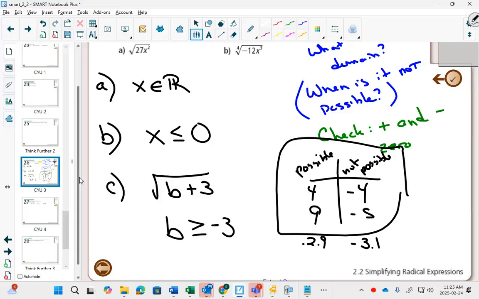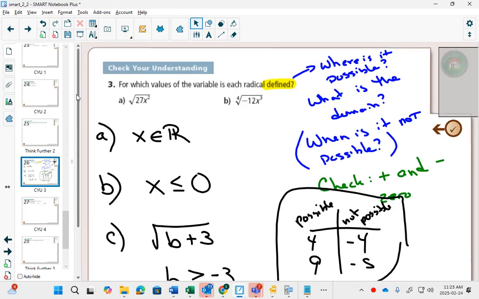So this is the idea of define. It comes up in grade 11, it comes up in grade 12, they talk about it. It's really asking about the domain, and it's asking about where things are possible and where they're not possible. So I'm going to get you to circle question number 6.